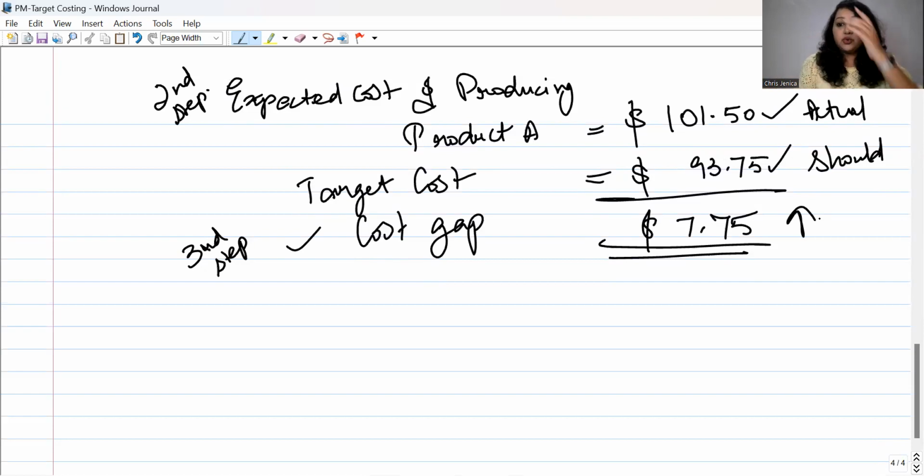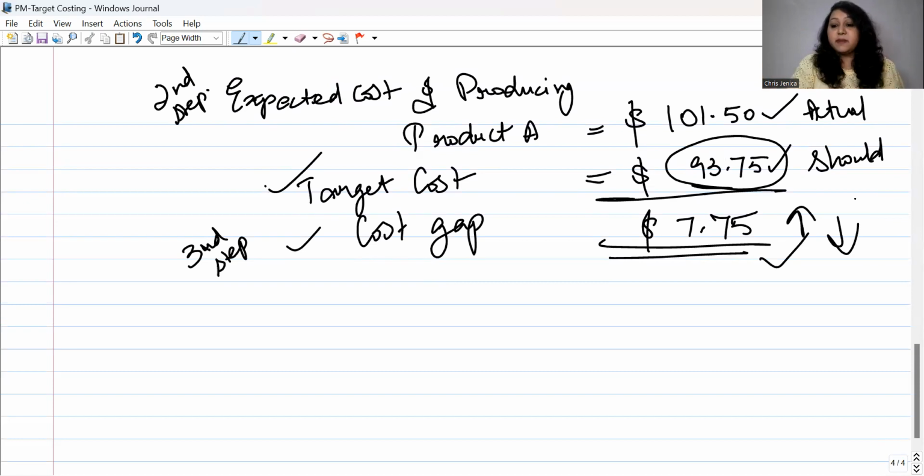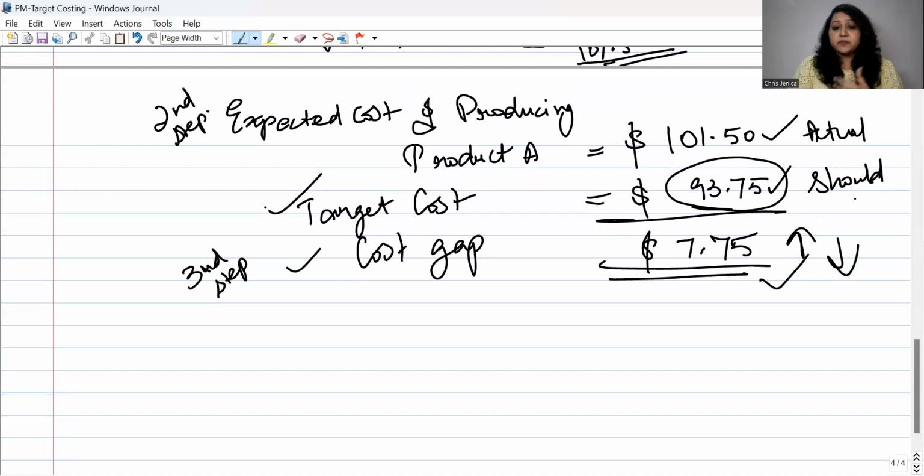So what you have to do now, you have to reduce your cost by 7.75. You have to produce your product only at target cost. You have to make all the control procedures. Now, you know your expected cost of producing product A, you know your target cost, you have found out the cost gap. So, you have to come out with a solution that I have to produce my product within this $93.75. I have to make some changes so that I can reduce my cost of producing by $7.75. How can you do that? You can come out with some strategies like getting the materials from other suppliers who can provide you at a lesser cost.